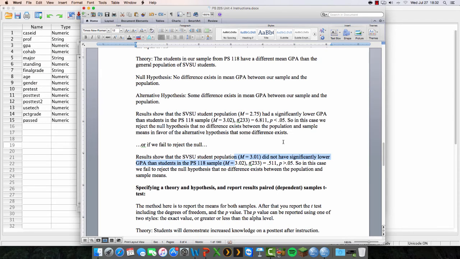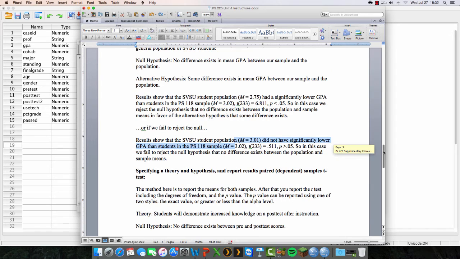All right. And of course, in that case, we reject the null, that no difference exists between the population and the sample means, because some difference does exist, in favor of the alternative hypothesis that some difference exists. I've given a second example below that shows what to do if you fail to reject the null.